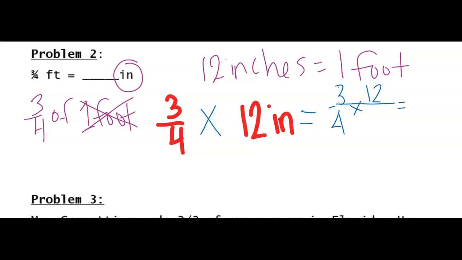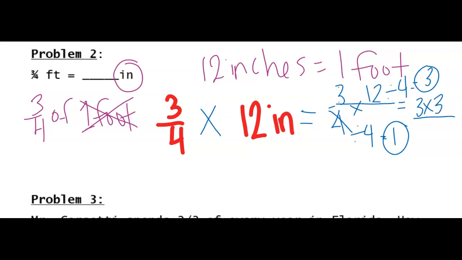And we can either do the math all the way across, or we can use the other strategy of trying to figure out if there is something that you can divide both the numerator and denominator by. I know that 4 goes into 4 one time. I know that 4 goes into 12 3 times. So my new equation will be 3 times 3 now instead of 12 over 1, which equals 9. My answer is 3/4 of a foot is 9 inches.